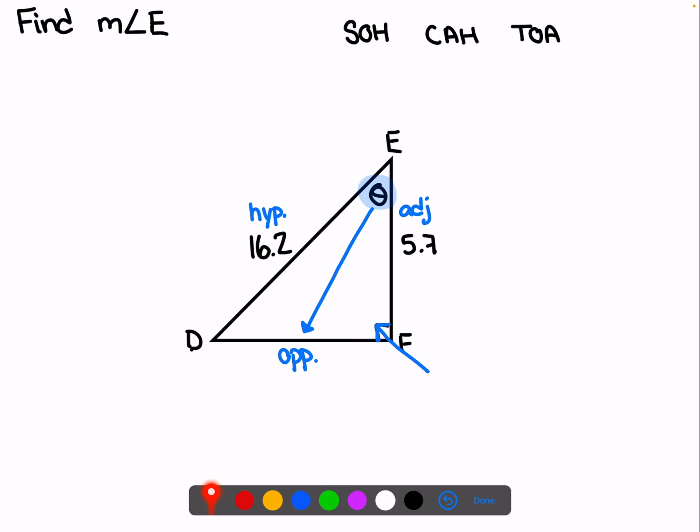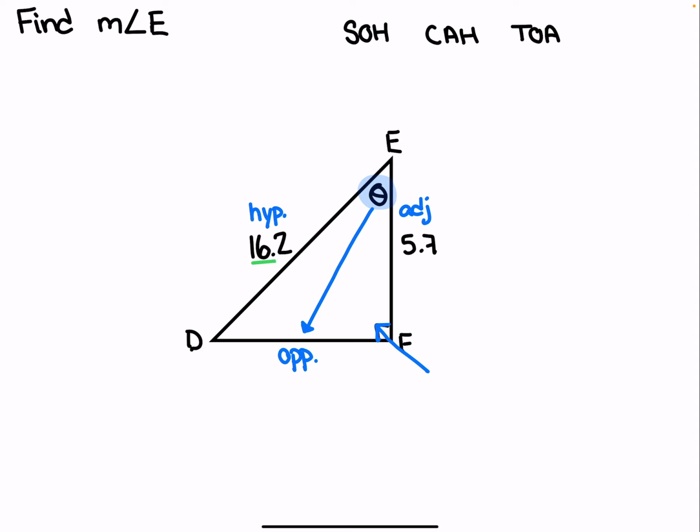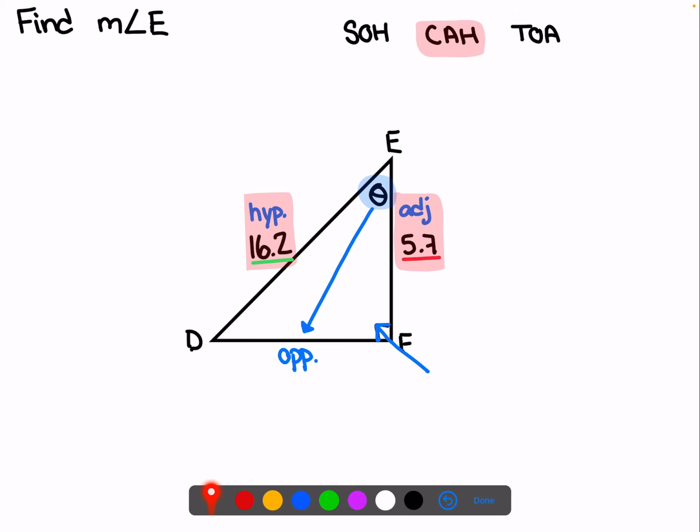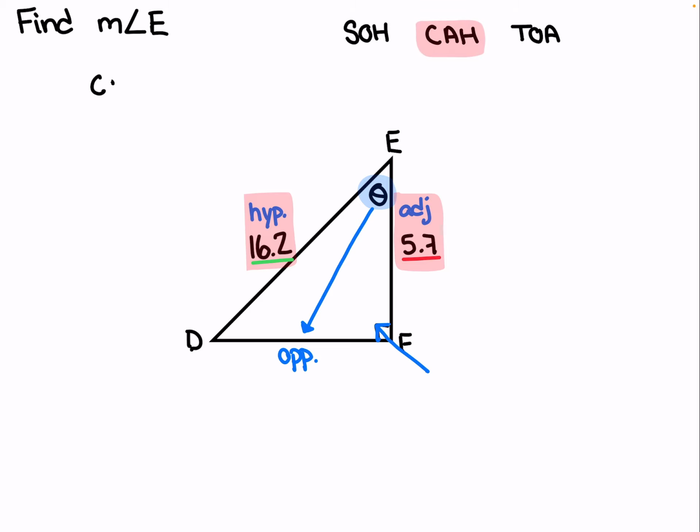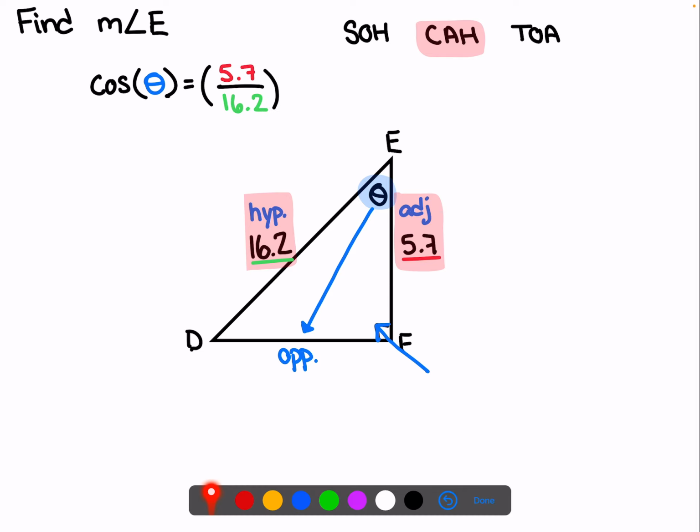Out of all of our trig functions, which one uses adjacent and hypotenuse? Because again, that's all we have on the triangle. I don't have any values for the opposite side. So I'm just using adjacent and hypotenuse. Well, that would be cosine. Cosine is equal to adjacent over hypotenuse. So if we set up our trig function, we'd get cosine of theta equals adjacent 5.7 over hypotenuse 16.2.